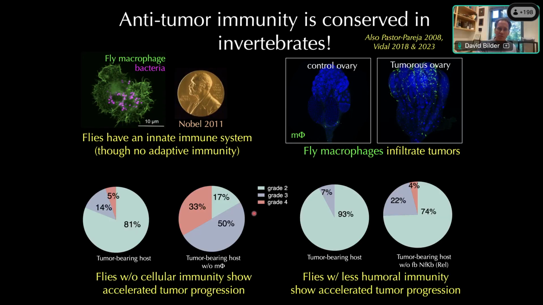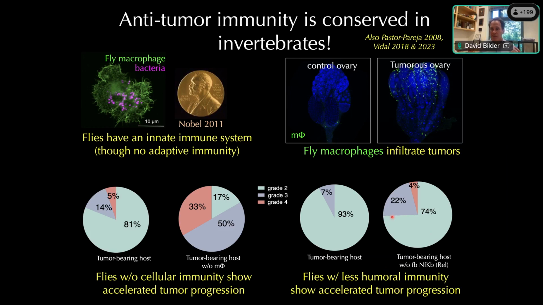And we know that because if we eliminate those macrophages from the tumor-bearing fly, we can use this tumor grading system, kind of similar to a pathologist, to see an increase in these high-grade red tumors in the absence of these macrophages that fight the tumor. We can do the same with the humoral immune system. We can compromise humoral immunity, and again, we see an increase in the severity of the grade of the tumor. So the host immune system of the fly is really involved in fighting the tumor activity, analogous to what we see in the human context with anti-tumor immunity. Anti-tumor immunity is conserved in invertebrates.